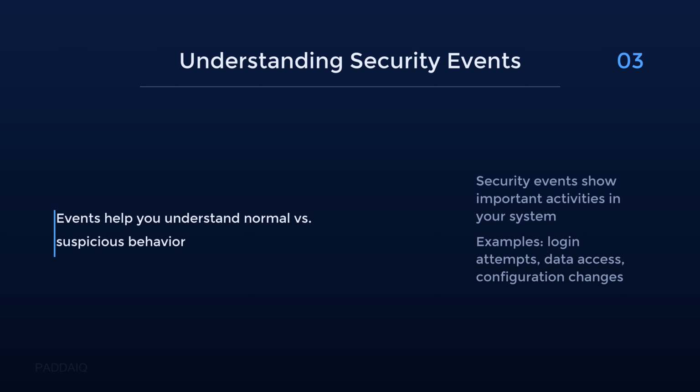Events help you understand normal versus suspicious behavior. This means you learn what typical system activity looks like, so you can spot unusual actions. For example, if a user normally logs in from one city, but an event shows a login from another country, that's suspicious. Consistently monitoring these events is key to maintaining strong security.